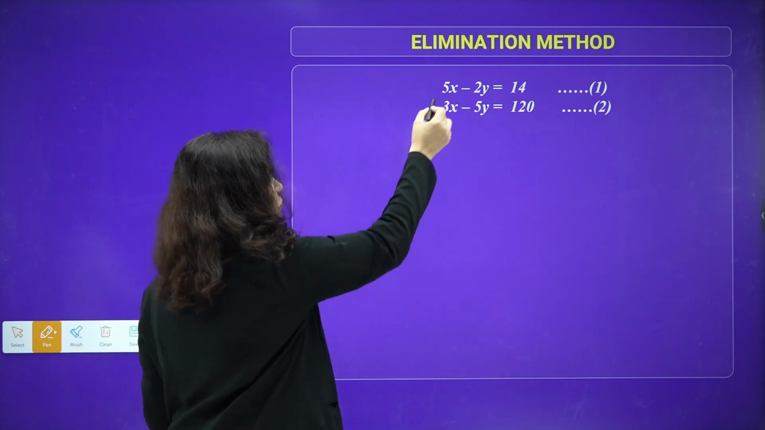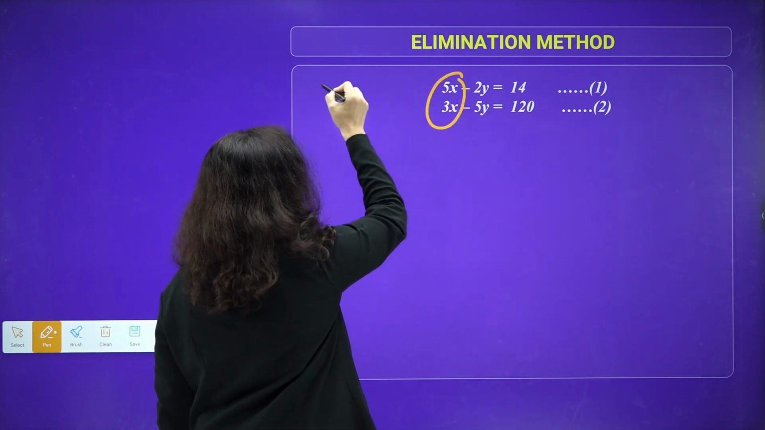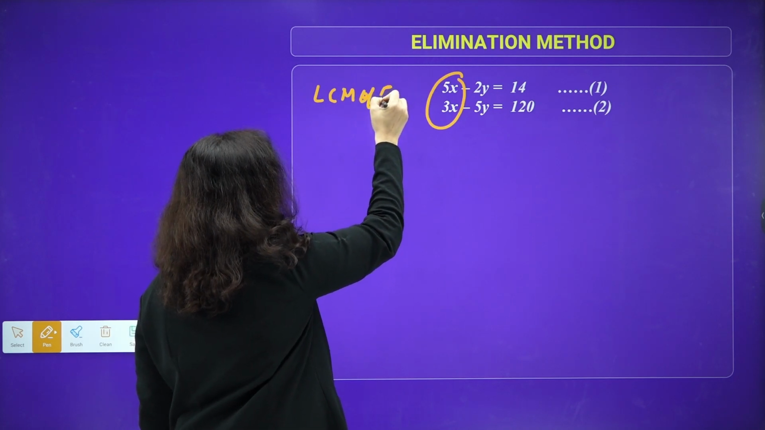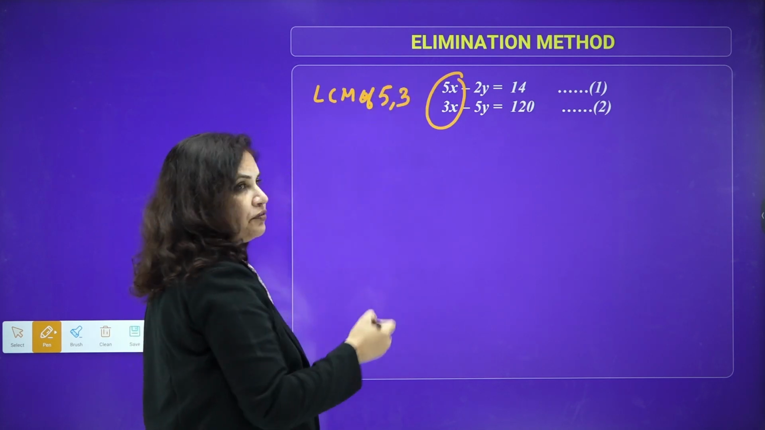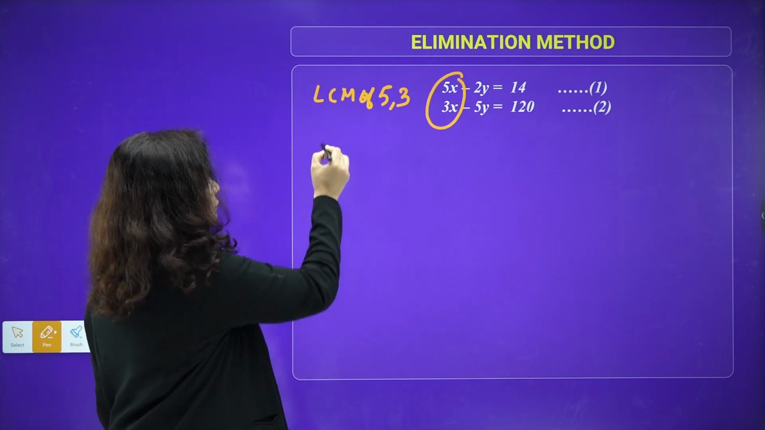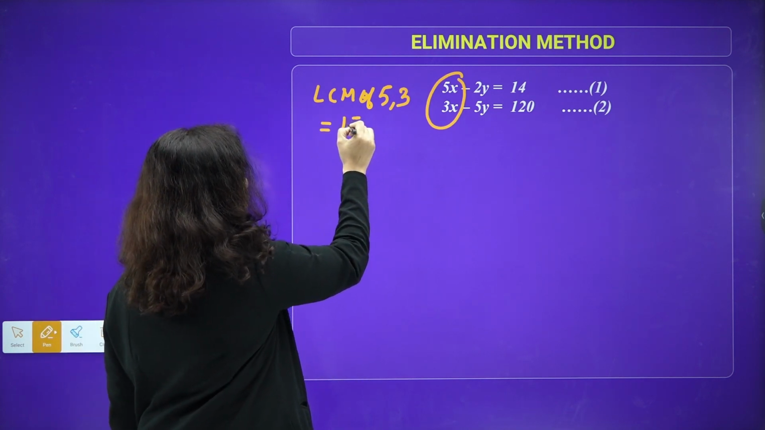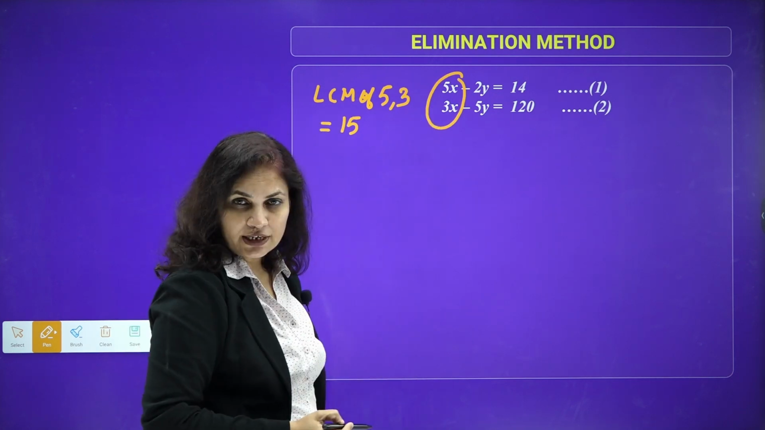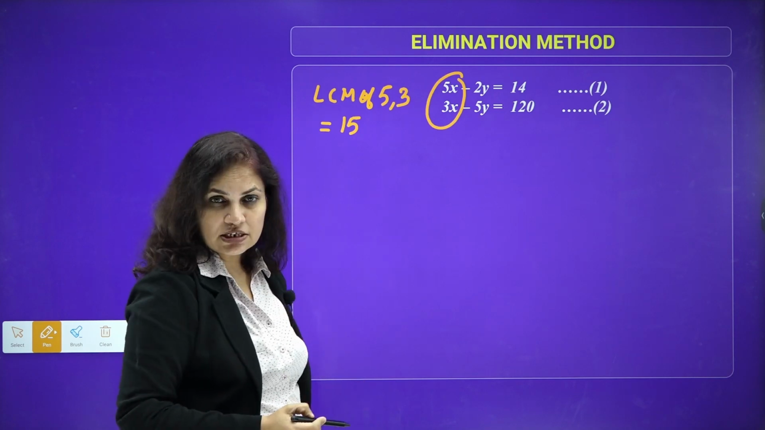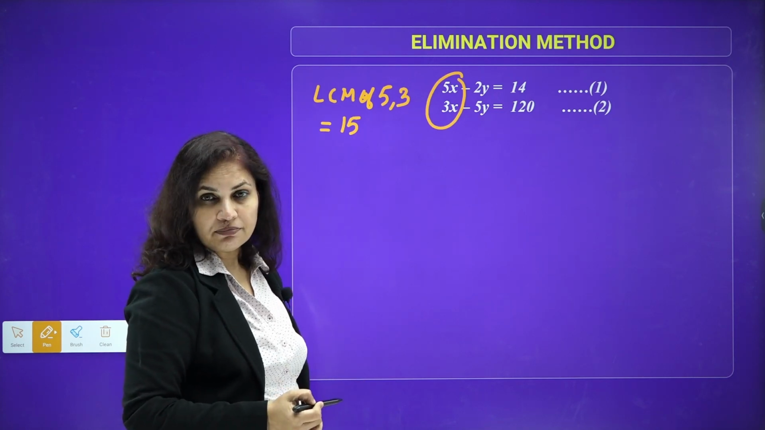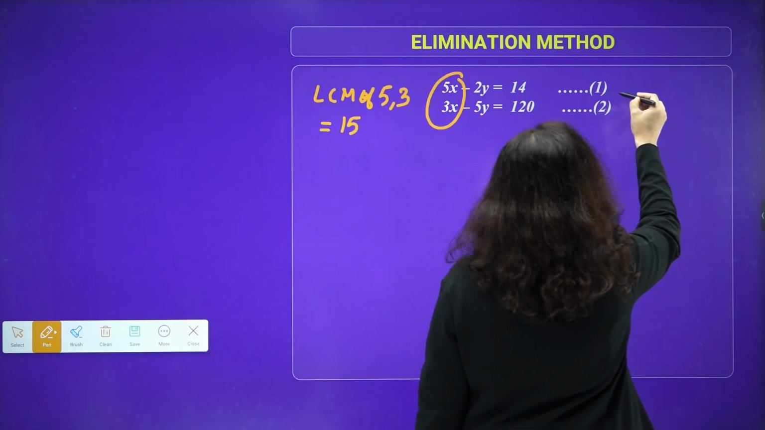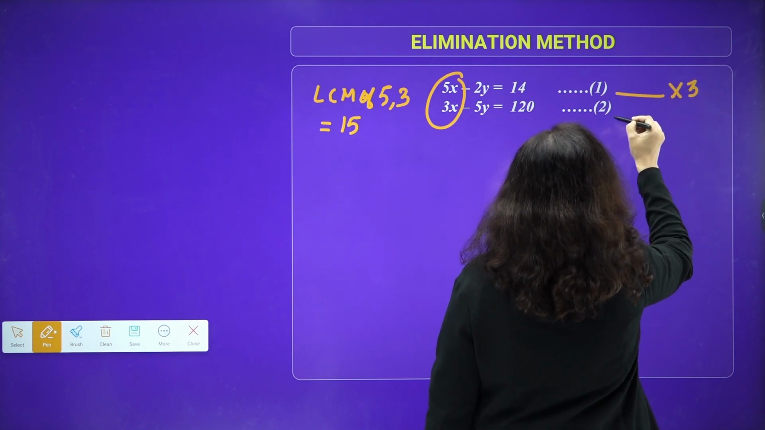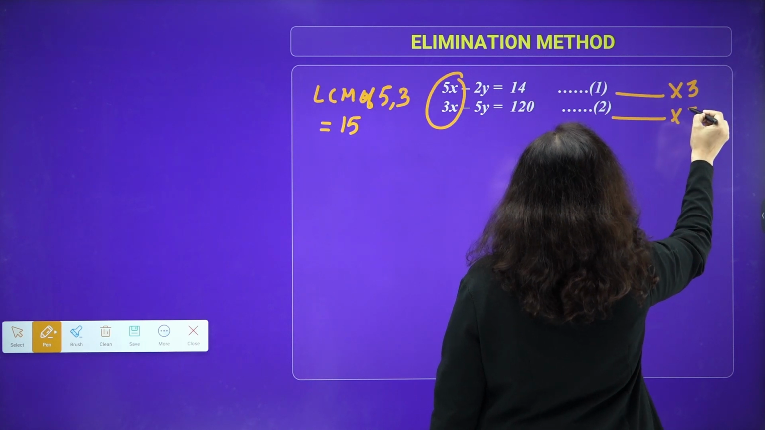For that, I have to take the LCM of 5 and 3, that is the common multiple of the coefficients 5 and 3. LCM of 5 and 3 is equal to 15. So if I convert 5x to 15x and 3x to 15x, I will be able to eliminate them. So what would I do? I'll multiply the first equation by 3 and the second by 5.